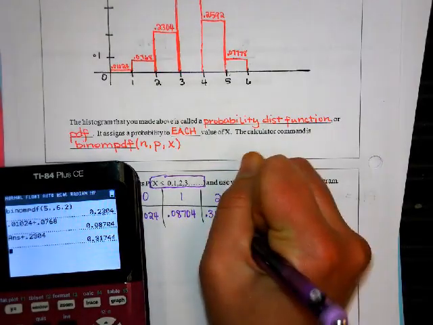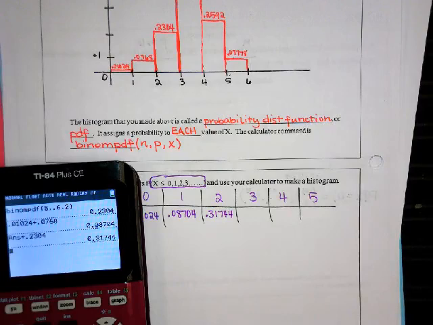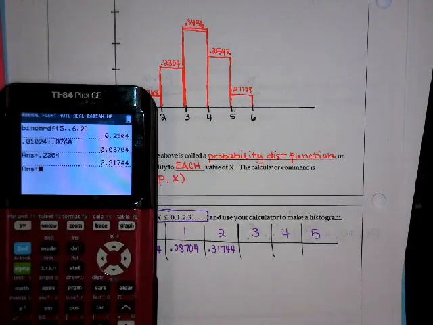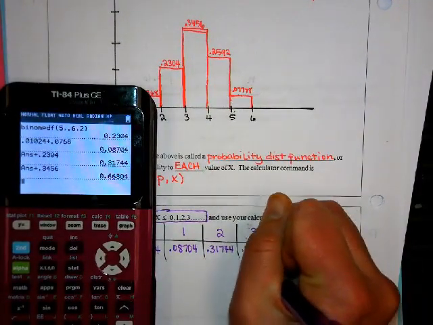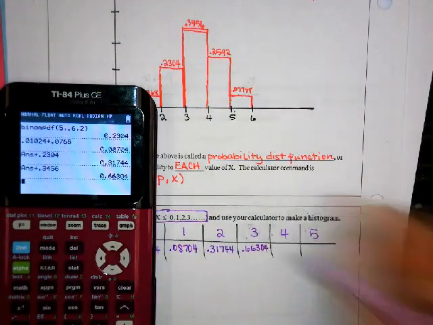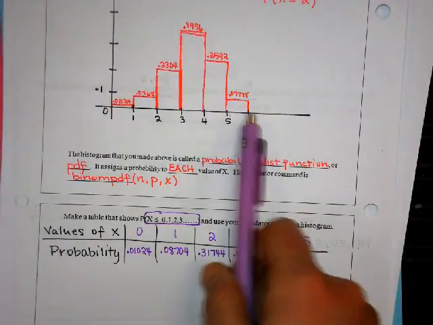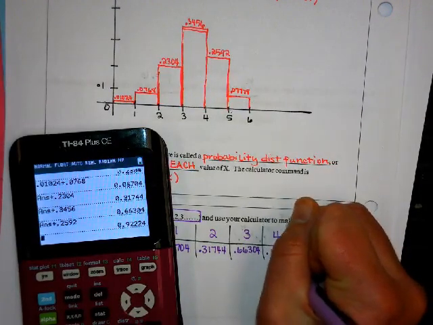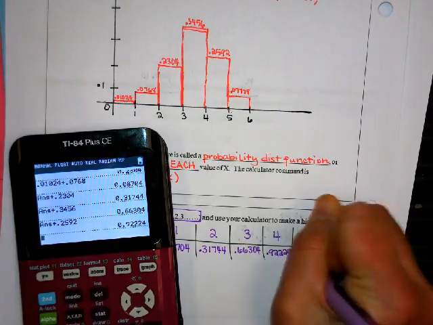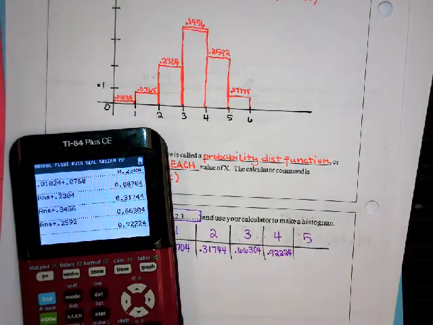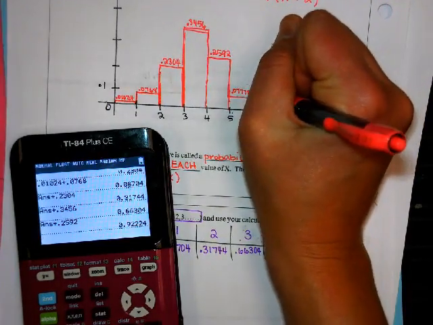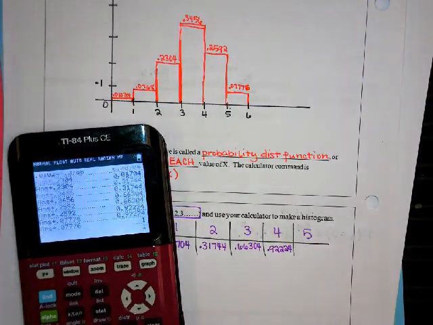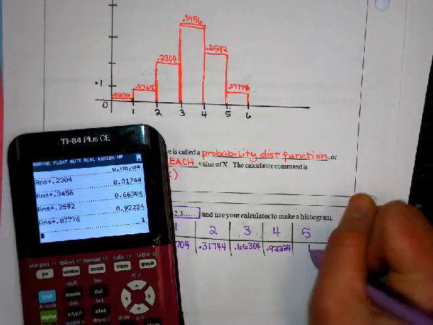Probability of 3 or less is that plus that plus that plus that. That one's 0.66304. 4 or less is all of them except for the last one, 0.92224. And then I just noticed I put the wrong number here. This was supposed to be a 6, not an 8. Sorry. And then I'm going to add the 0.07776, and I get 1, which makes sense, right? In a probability distribution, all your probabilities added together should be 1.